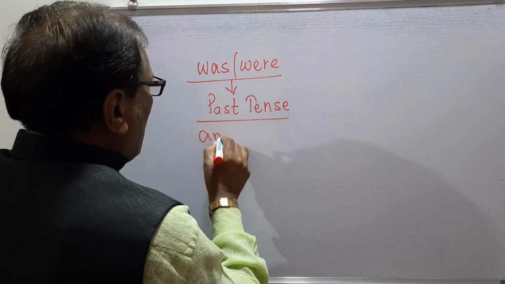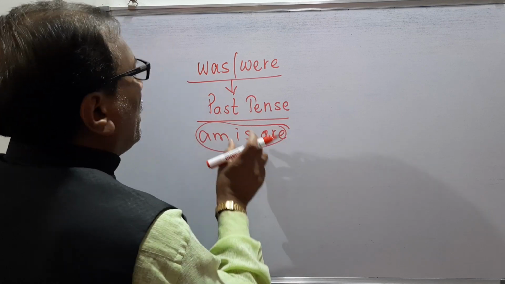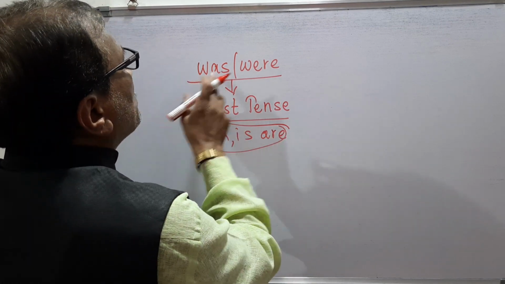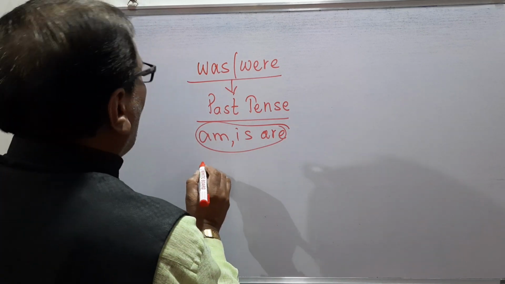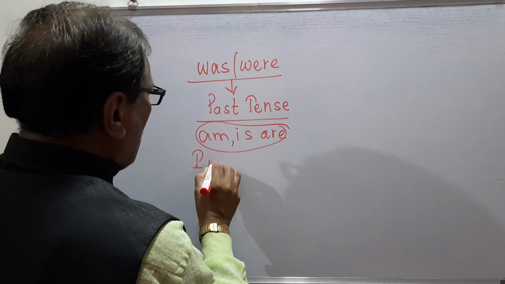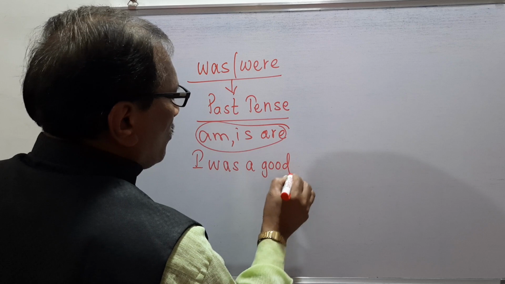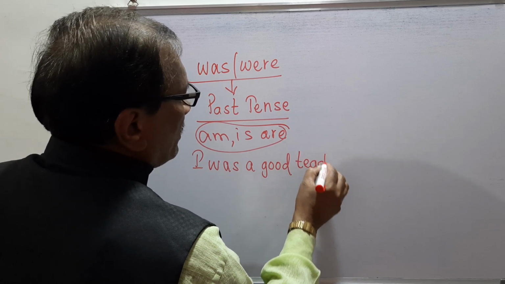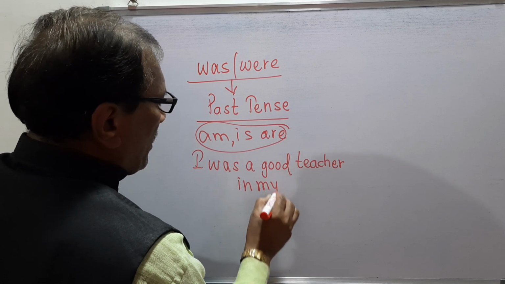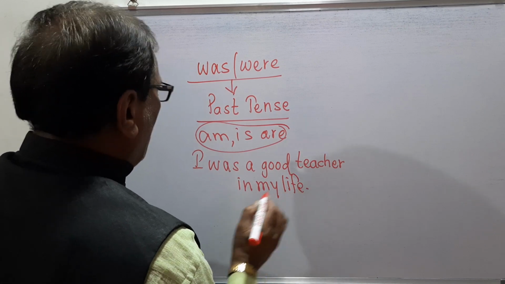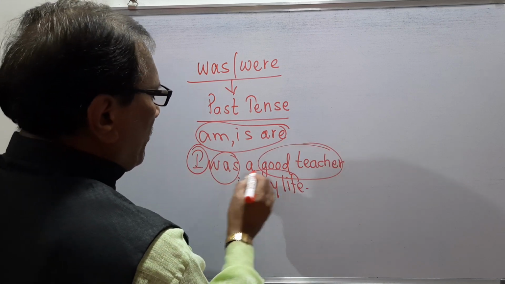Am, is, are are used in the present tense, and was and were are used in the past tense. So for example, I will tell you, I was a good teacher in my life.